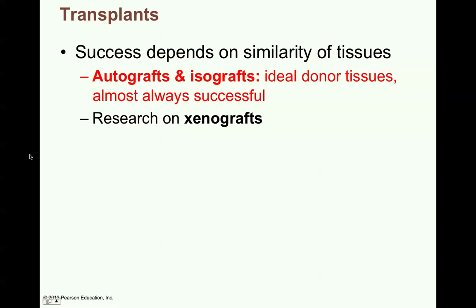There's a lot of research going on with xenografts. They want to see if they can develop tissue that does not have these foreign markers on it, so it would allow the body to accept that graft. This would be like with pig hearts or something, where they can actually genetically develop a pig in order to have tissue that can be transplanted.